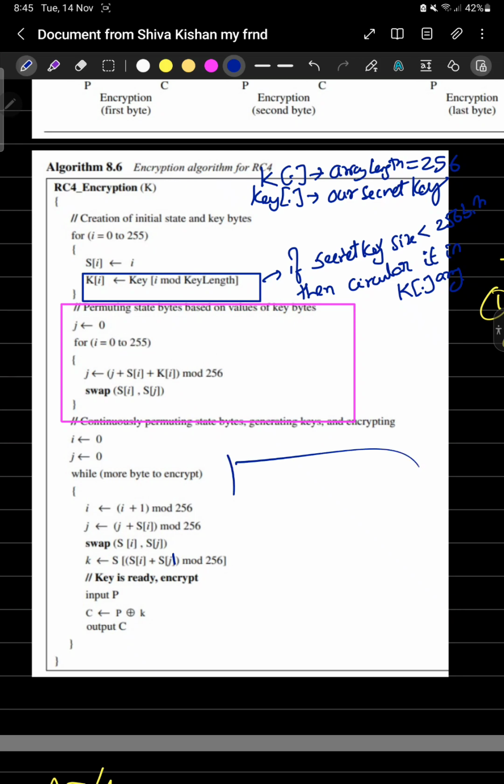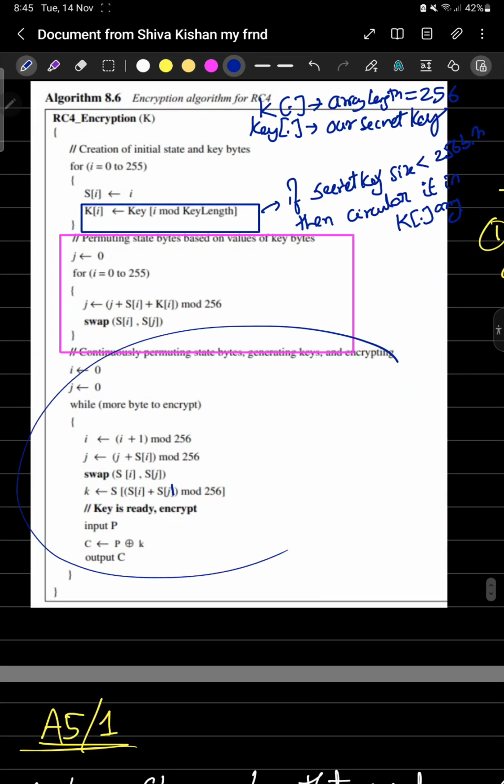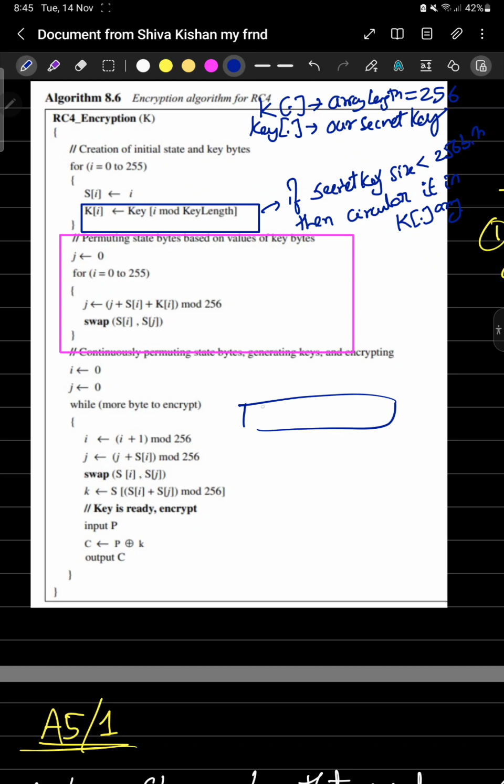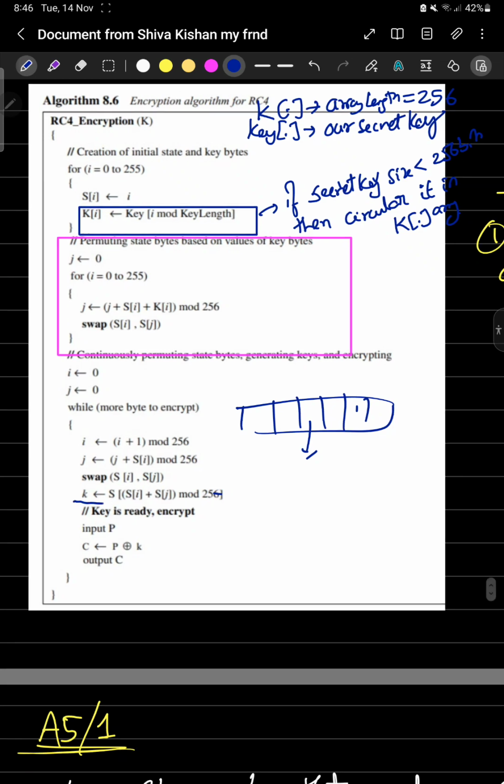After that you have one state of values which is different, not in ascending order as previously. After that here comes our magic. Out of this initially permuted key state value we will select one value. So I'm saying k is s of y, where y is selected randomly.